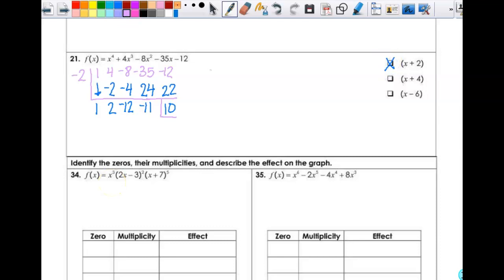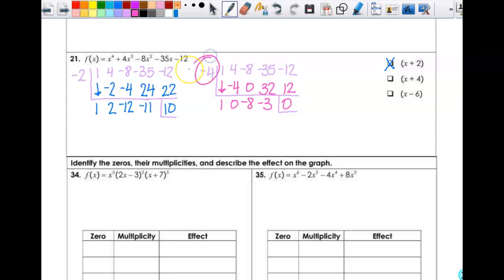I'm going to use these same numbers on the inside, but this time negative 4 on the outside. All right, so I have 1, 4, negative 8, negative 35, and negative 12. And bring down my 1. It's going to give me negative 4, 0, 0, negative 8, 32, negative 3, 12, 0. So this was a 0. I got 0 as a remainder when I did synthetic division with this, so this one is a yes.